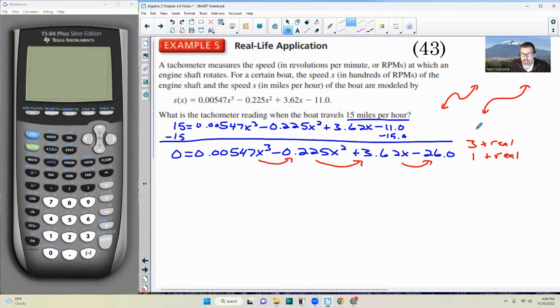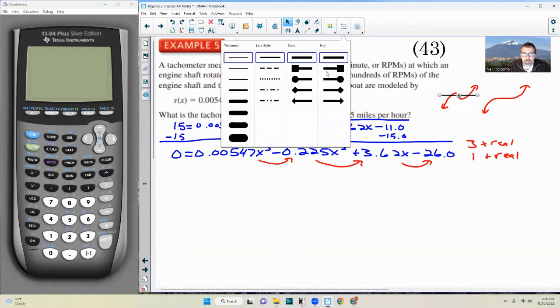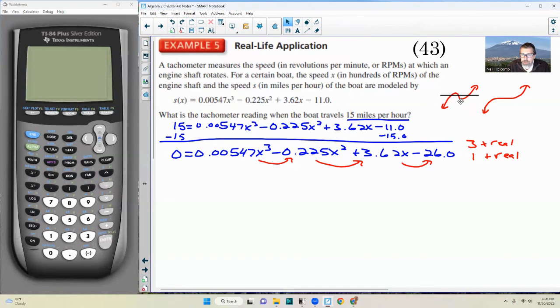So we're either going to cross the x-axis 3 times, or once. So my x-axis could be like that, so I have 1, 2, 3, or my x-axis could look like this, where I'm only crossing one place, like here, or maybe down here. Okay, so that's what we're trying to determine. Where is this thing crossing? Is it going to cross 3 times or once?